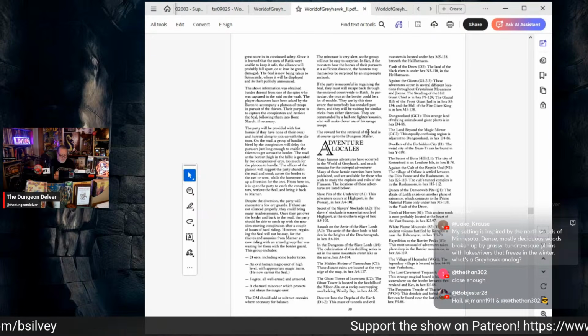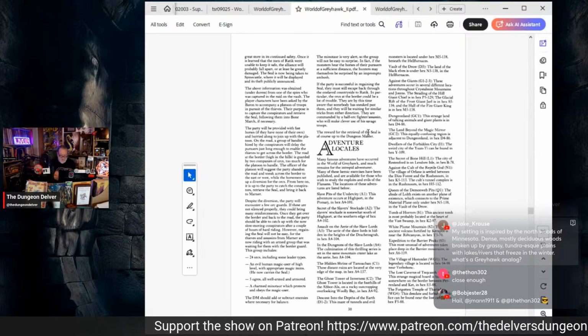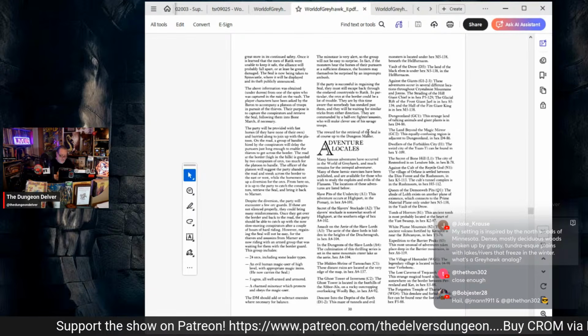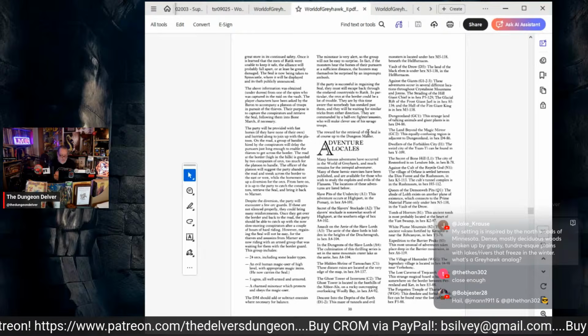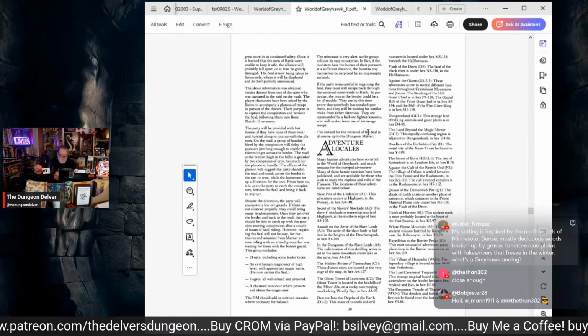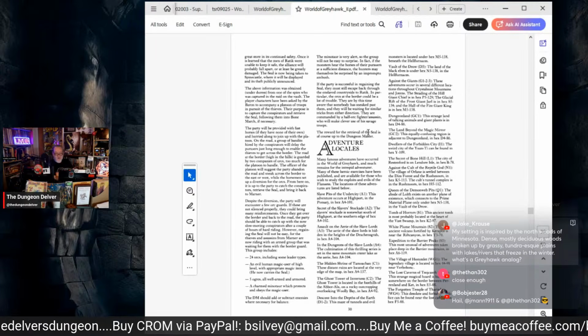Your setting is inspired by the North Woods of Minnesota, dense, mostly deciduous woods, broken up by grassy tundra-esque plains with lakes and rivers. What's a Greyhawk analog? Setting aside the sci-fi weirdness, Blackmore.